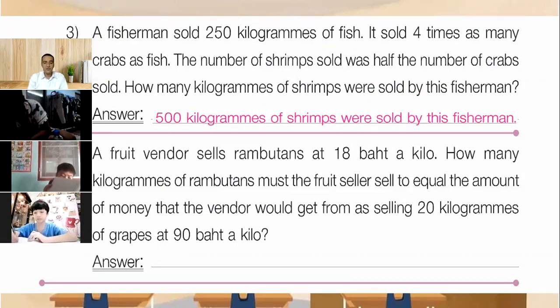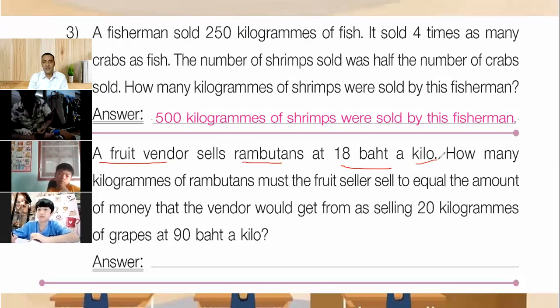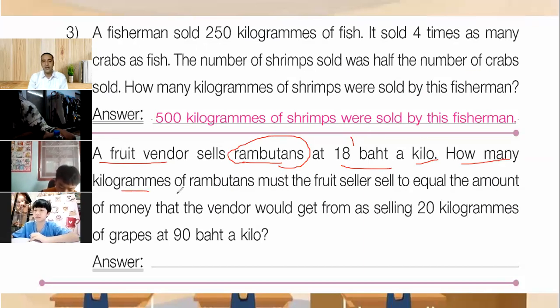Similarly, problem number 4 we have here. A fruit vendor sells rambutans at 18 baht a kilo. Okay, so this is one information given to us. What does the fruit vendor sell? A fruit vendor sells rambutans at 18 baht per kilo. One kilo price was 18 baht, okay? Now, how many kilograms of rambutans must the fruit seller sell to equal the amount of money that the vendor would get from the sale of 20 kilograms of grapes at 90 baht per kilo?